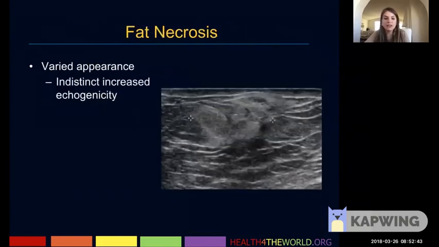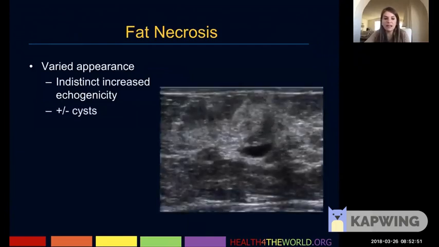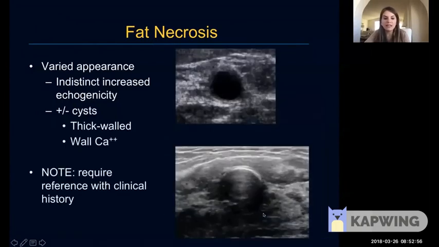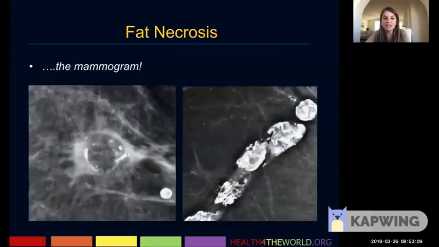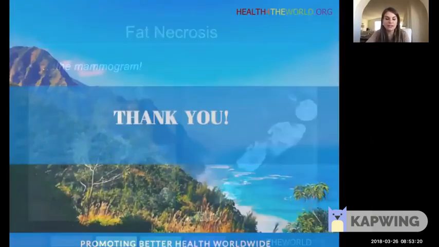Fat necrosis may present as indistinct increased echogenicity, as we see here. It may or may not have cysts, as we see here, this increased echogenicity in this little cyst. And in later stages, it can be these thick-walled cysts with wall calcium. However, this is a very nonspecific finding. A cancer could look just like this, so you really need reference with clinical history and really need to confirm with a mammography image, as we see here in this classic appearance of fat necrosis, that was benign fat necrosis, nothing to worry about.